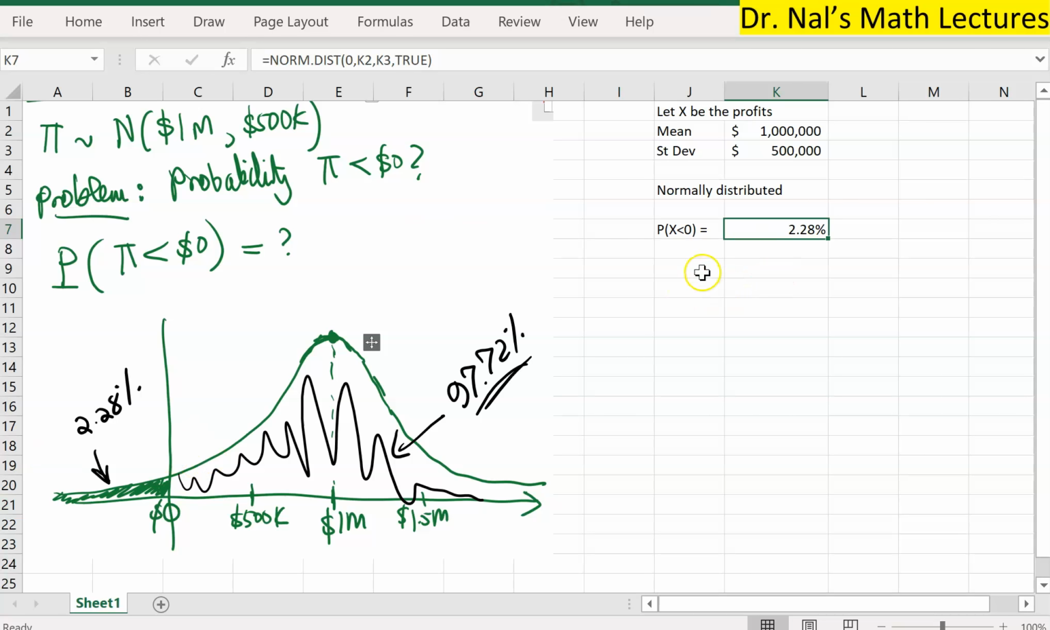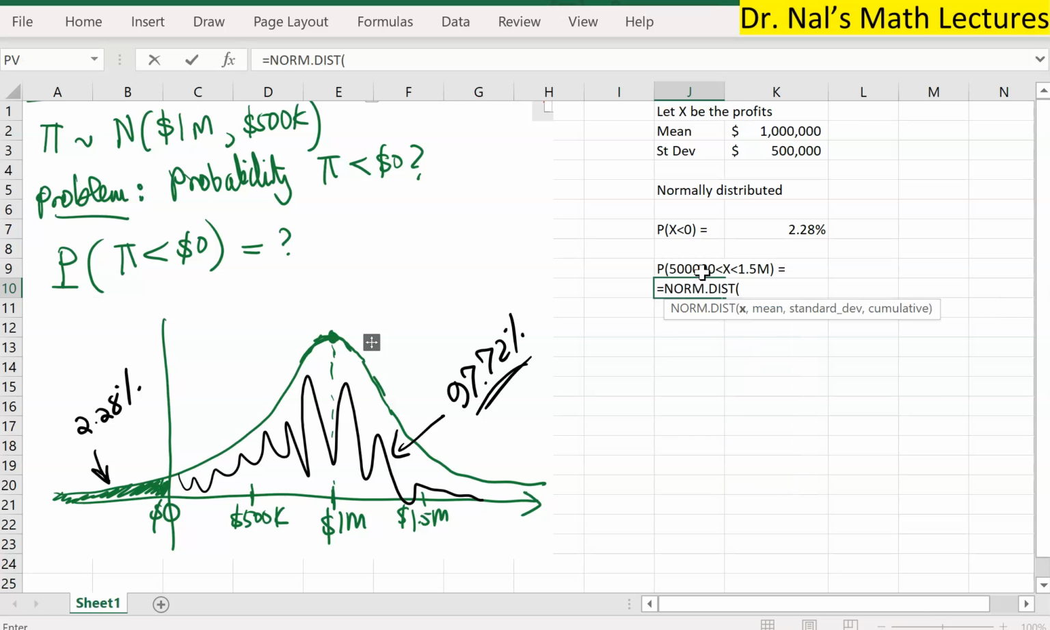normal distribution. What if, okay, let's change the question. What if the question is asking for the chances that our profits will be between 0.5 million, or 500,000, and let's say $1.5 million? So what are the chances the profits are in this range? Well, that's easy. NORM.DIST. We want to find the area to the left of 1.5 million and subtract from it the area to the left of 500,000.